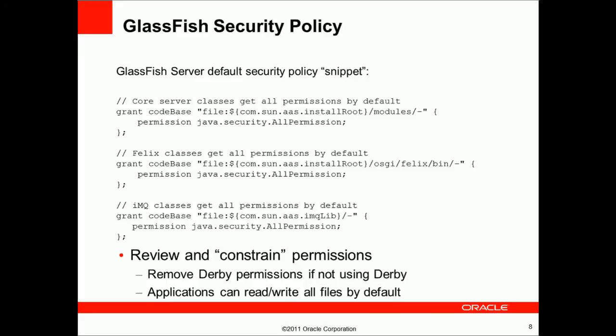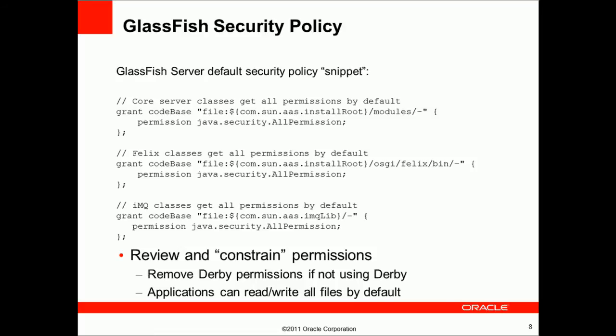So here's a snippet of the policy file that actually ships with GlassFish. It's actually bigger than this. I just took a manageable piece and included it here. You'll see that GlassFish itself here is granted all permissions. The modules directory is where the bulk of GlassFish exists. The OSGI runtime has all permissions. GlassFish resides on top of an OSGI runtime, and the GlassFish message queue, again, is given enhanced permissions.